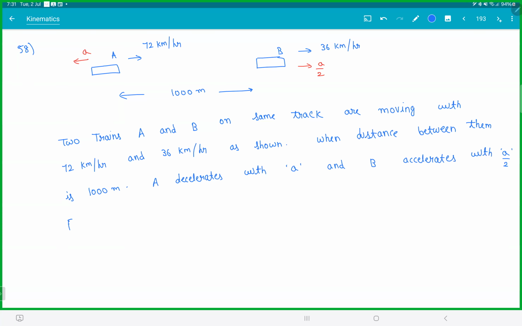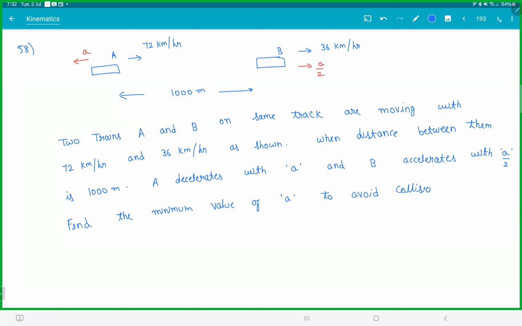The question is now, if these people don't accelerate fast and decelerate fast enough, there is a chance the trains will collide. So find the minimum value of A to avoid collision. Let's get this thing. It's an easy one.